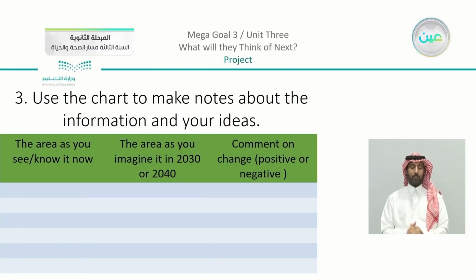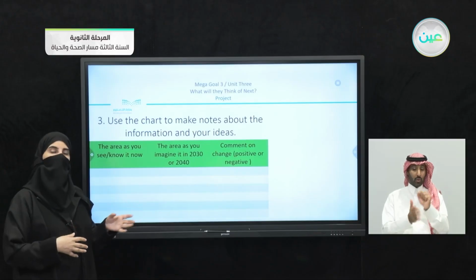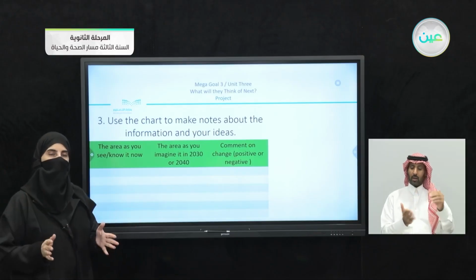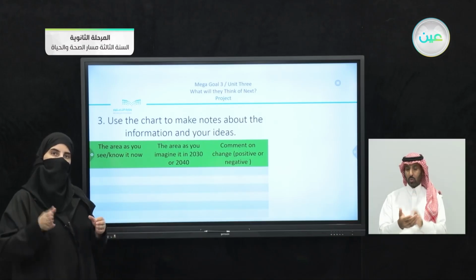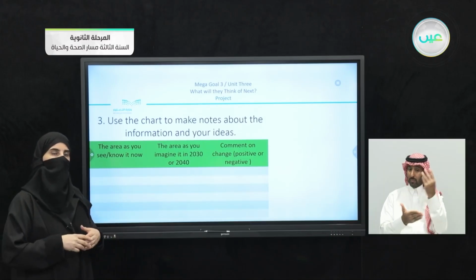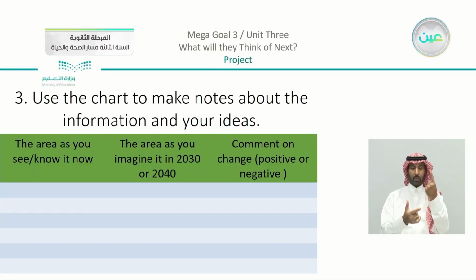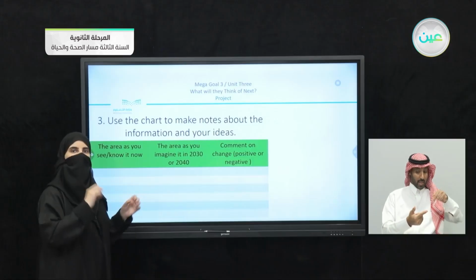Now, number three, use the chart to make notes about the information and your ideas. Now, you do have this table in your book. You are going to use the same chart or the same table to write your notes. It is divided into three parts here. The first thing is the area as you see or know it now, at the present time.